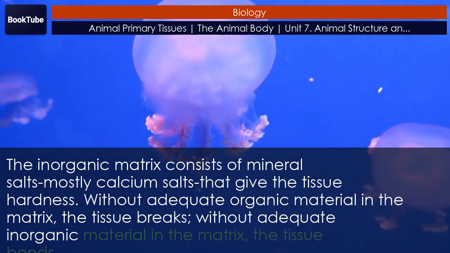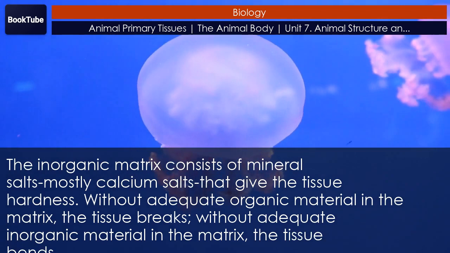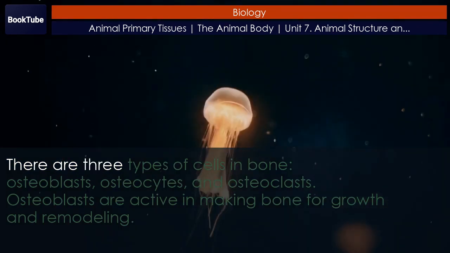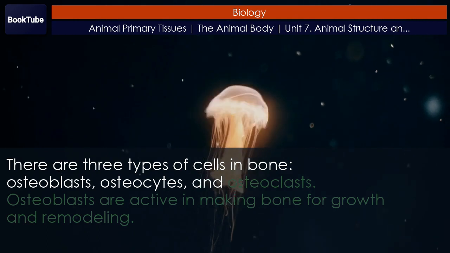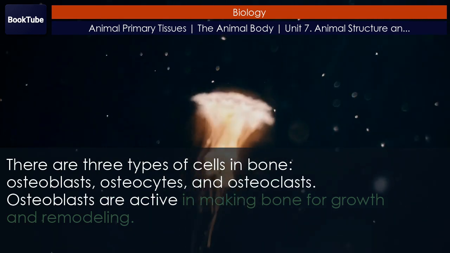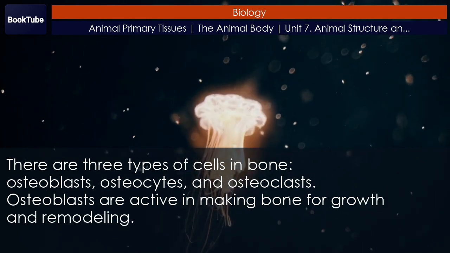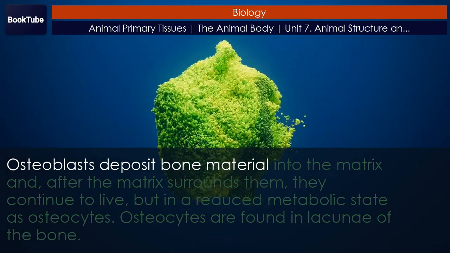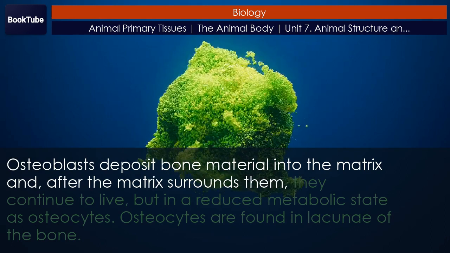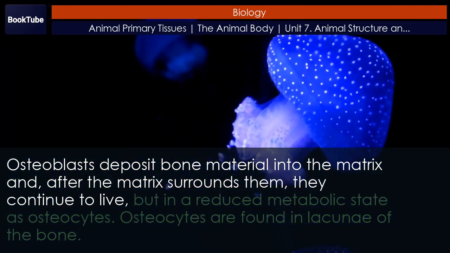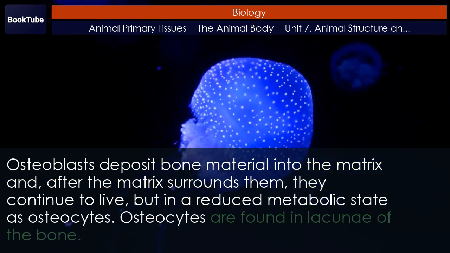Without adequate inorganic material in the matrix, the tissue bends. There are three types of cells in bone: osteoblasts, osteocytes, and osteoclasts. Osteoblasts are active in making bone for growth and remodeling. Osteoblasts deposit bone material into the matrix, and after the matrix surrounds them, they continue to live, but in a reduced metabolic state as osteocytes.